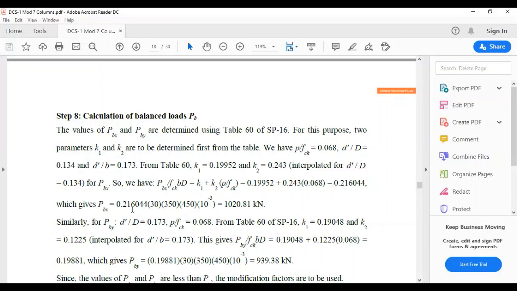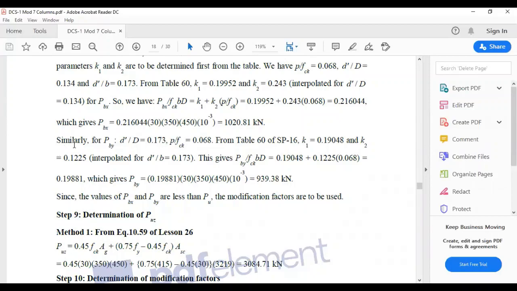if we put the values, this value is the total of this value, and when this value is multiplied by transposing FCK and BD on the RHS, FCK is 30, B is 350, and D is 450. So the value of PBX comes out to be 1020.81 kilonewton.